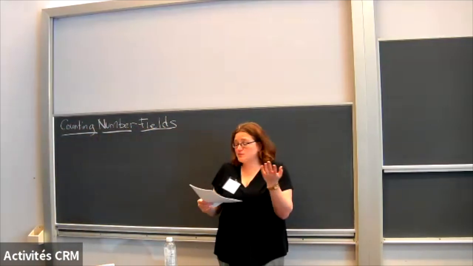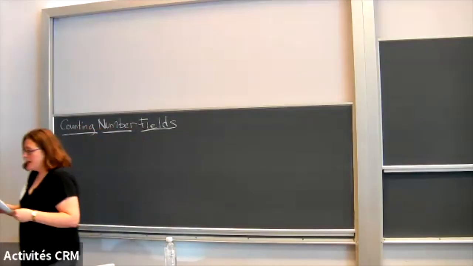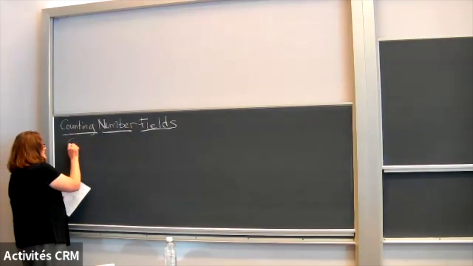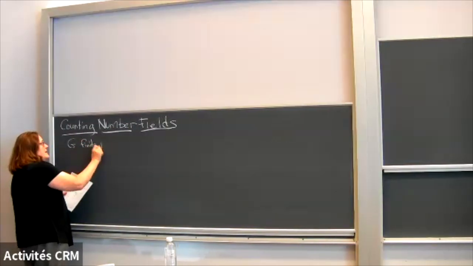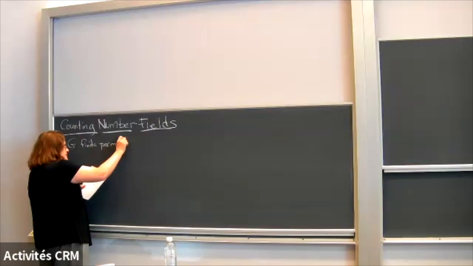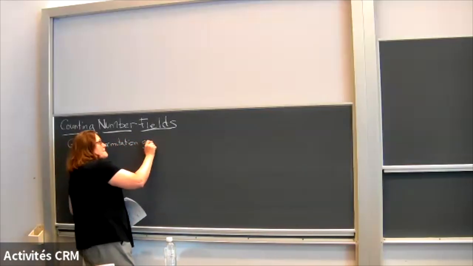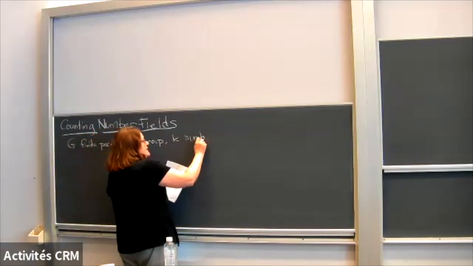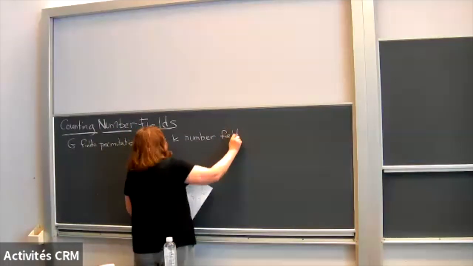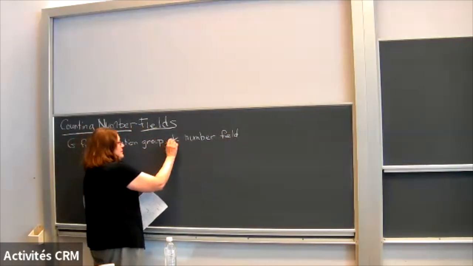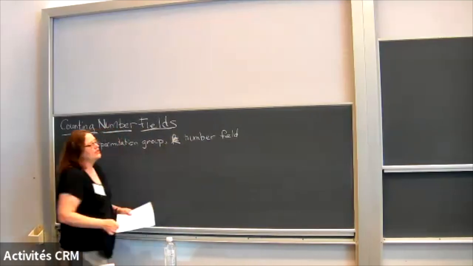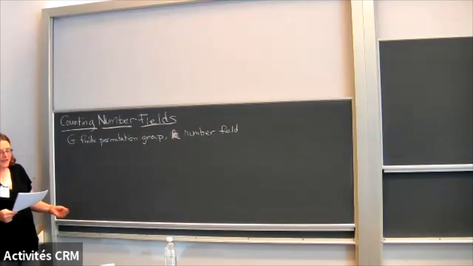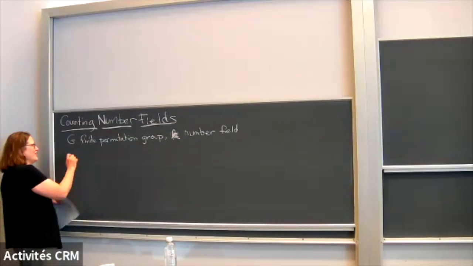Right. So this morning I'm going to talk about counting number fields. Let G be a finite permutation group, and k a number field. Little k here will be, I'll try to make my little k's curly, the base field. There will be a capital K playing a role later on.